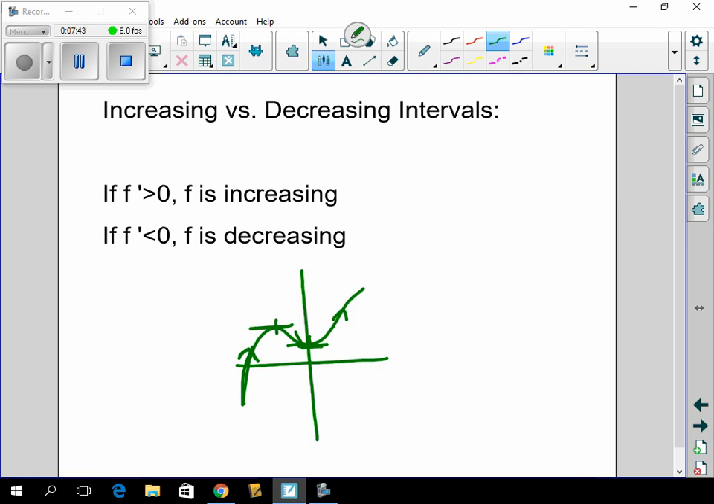And that actually helps us tell if there is a minimum and maximum, because if I go from increasing to decreasing, that has to be a maximum, because I'm going up and then I'm coming back down. And if I'm going from decreasing to increasing, that has to be a minimum, I'm going down and then up.